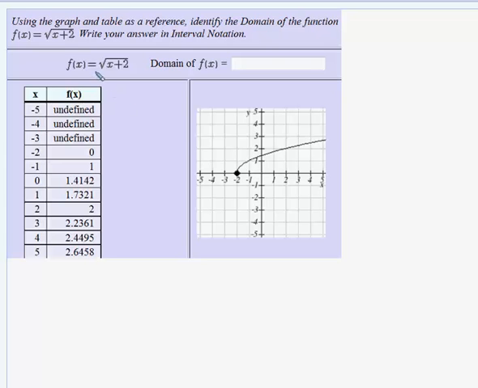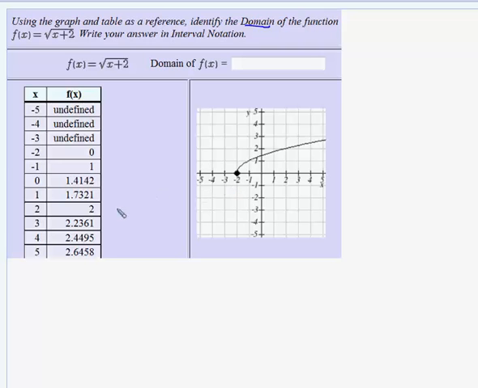In this problem, we're given a radical function, its graph, and a table of values. We're asked to state the domain of the given function in interval notation. Let me start by saying that using a table of values or a graph to find the domain of a function is not the most accurate approach.